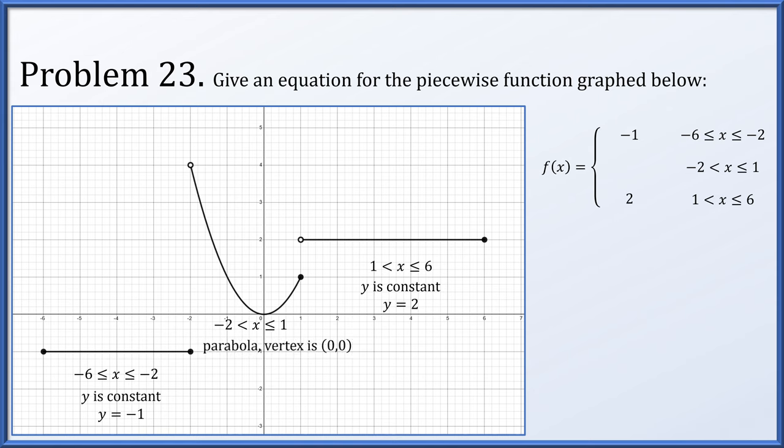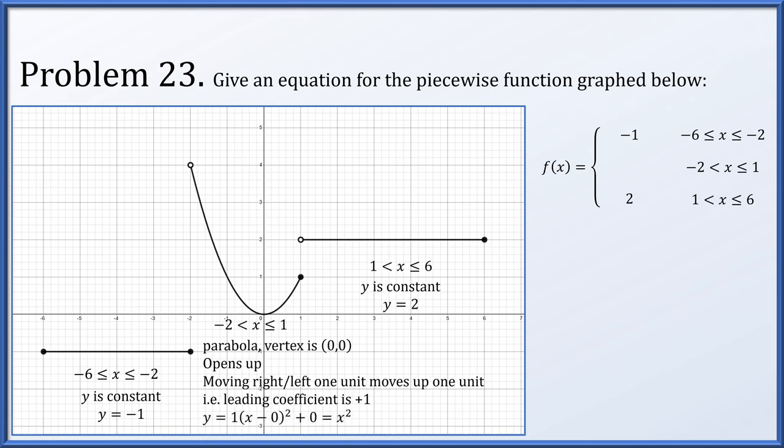Now in the middle, we have a parabola, and the vertex is right there at the bottom, 0, 0. And it opens up. Moving right or left 1 unit seems to be moving up 1 unit. So the leading coefficient is positive because it opens up, and it's 1 because we have this standard form where a right-left motion of 1 goes up 1, and a right-left motion of 2 would go up 4, and so forth. So we have a specific vertex, and we know the leading coefficient is plus 1. That just gives us 1 times x minus 0 squared plus 0. The vertex was at 0, 0. This simplifies pretty directly as just x squared. We're going to go ahead and fill that in, and now we have our solution.